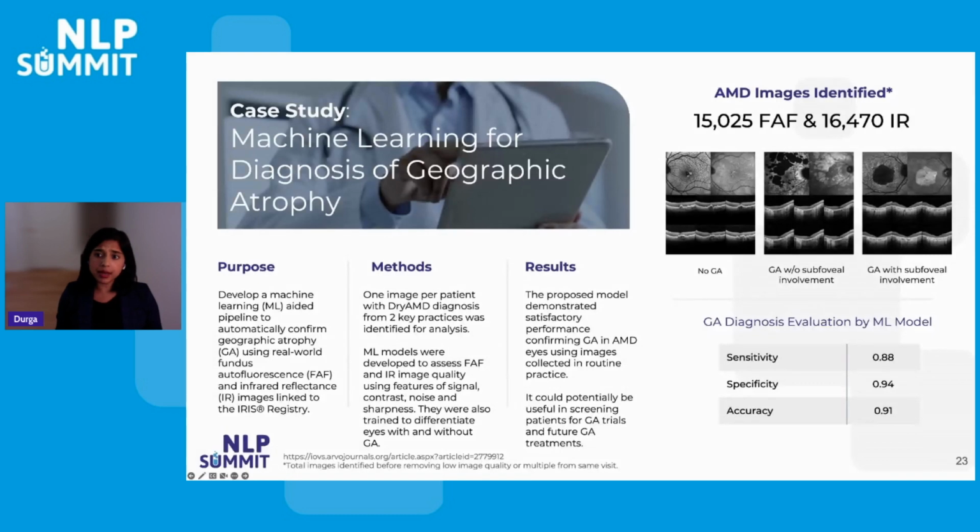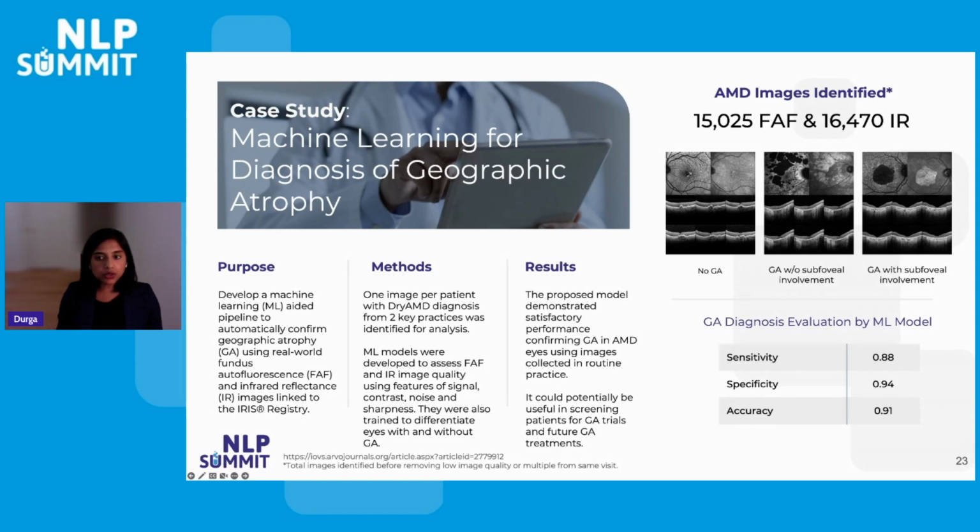So this is an example of an initial imaging machine learning algorithm we developed in the last couple of years and presented at an ophthalmology meeting and are working to write into a manuscript. Here, our image engineers worked to develop a machine learning pipeline to automatically identify and confirm geographic atrophy using imaging. The team identified a set of images for analysis and developed a model to assess image quality using features of signal, contrast, noise, and sharpness. The algorithm was trained to identify the presence or absence of GA in these images.